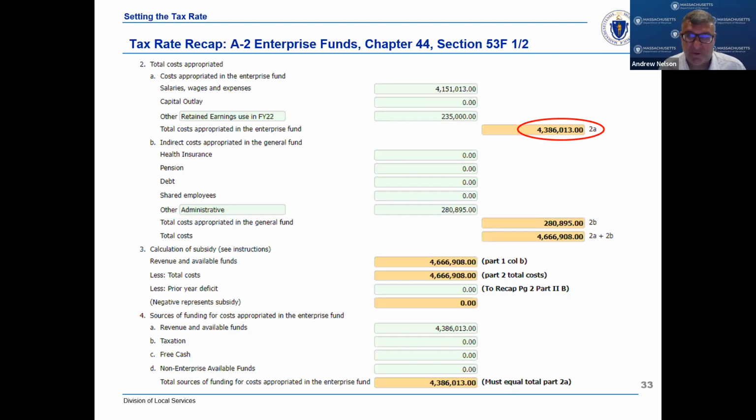And now I'm going to turn things back over to Jared for a few minutes. He's going to do the Community Preservation Fund. Jared.